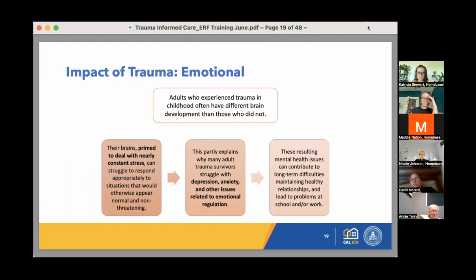And this partly explains why many adult trauma survivors struggle with depression, anxiety, and other issues related to emotional regulation. It can be really hard to cope with the world around you when you're constantly on edge like that, and have basically unresolved trauma, or trauma that is affecting your brain and your emotions. These resulting mental health issues can contribute to long-term difficulties maintaining healthy relationships and lead to problems at school and work. So we can start to see that outside of our neurobiology, trauma then has an impact on our ability to function in society. So again, reframing from, gosh, my client can't hold down a job or can't engage in these relationships in healthy ways, to a more compassionate response of, they've probably been dealing with a lot of stuff and let's figure out how we can help them.